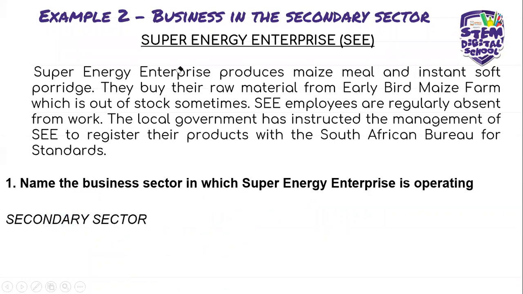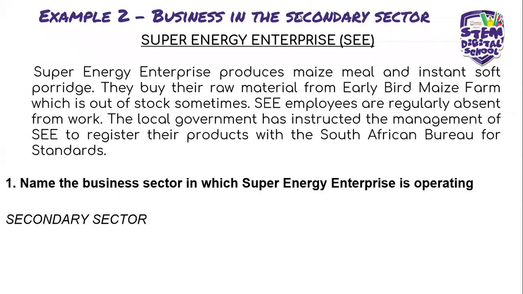Okay. All right, guys, let's look at example 2. Example 2 says: Super Energy Enterprise, your SEE. Your Super Energy Enterprise produces maize meal and instant soft porridge, right? They buy their raw material from Early Bed Maize Farm, which is out of stock sometimes. So the SEE employees are regularly absent from work. The local government has instructed the management of SEE to register their products with the South African Bureau of Standards. So now we've got Super Energy Enterprise that produces maize meal.